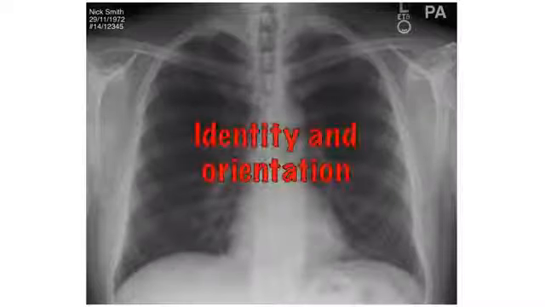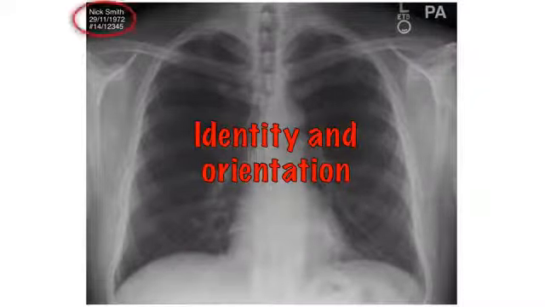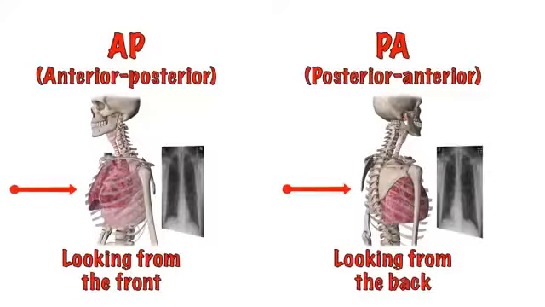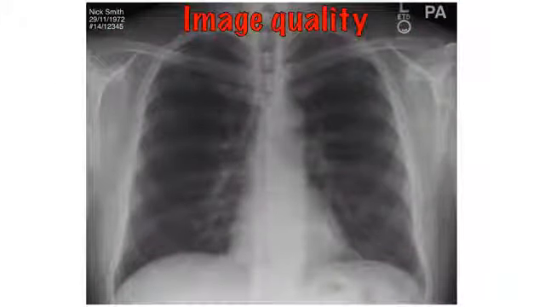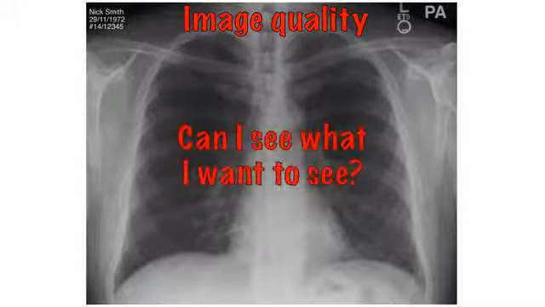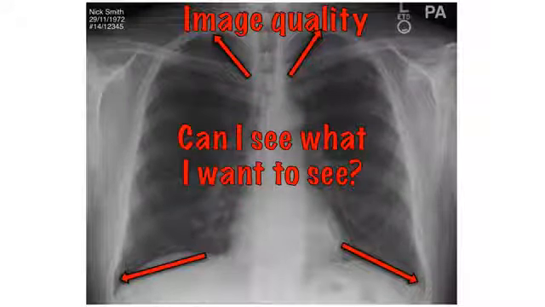First of all, have a quick check to confirm the identity of the patient and comment on the orientation of the film. Is it PA or AP? Often, useful information may be written on the image. In terms of image quality, ask yourself if you can see everything you need to in the picture. Then check 3 aspects using the mnemonic RIP.